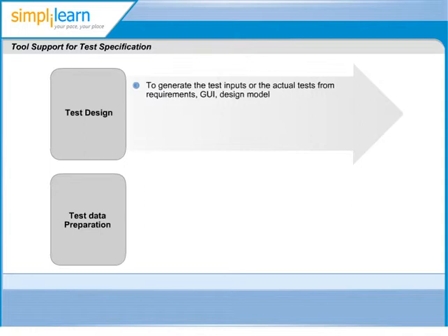For example, if the requirements are kept in a requirements management or test management tool, or in a CASE tool used by developers, then it is possible to identify the input fields, including the range of valid values. This range information can be used to identify boundary values and equivalence partitions.